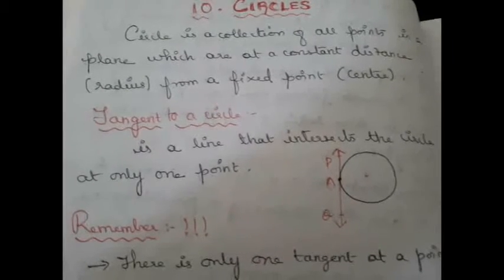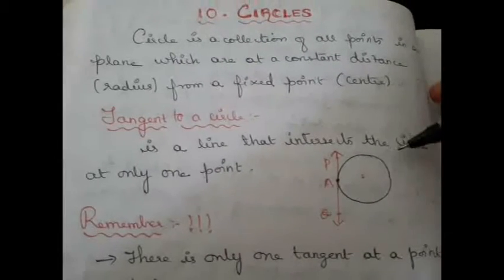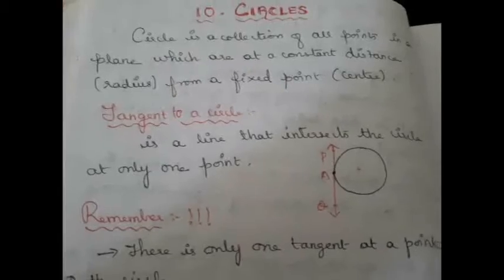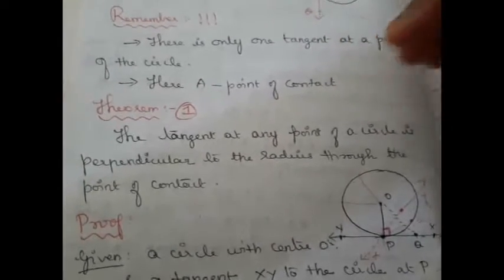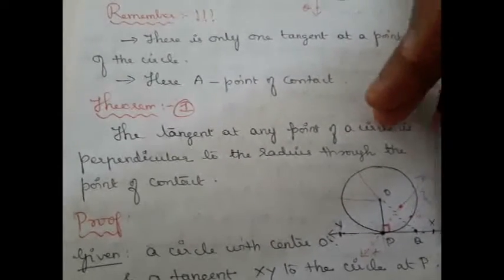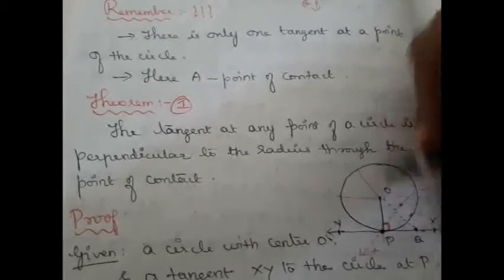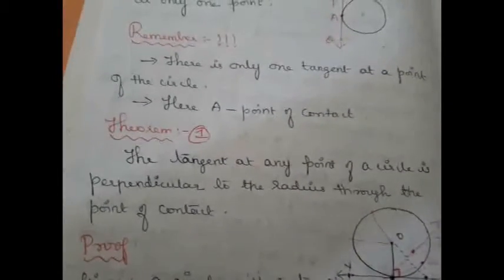We have learned what is meant by a tangent to a circle. A tangent is a line that intersects the circle at only one point, or else we say it touches at one point. And we have seen that the tangent at any point of a circle is perpendicular to the radius through the point of contact. This is one important theorem we have learnt. The tangent at any point of a circle is perpendicular to the radius through the point of contact. Through the point of contact, the radius which is drawn is perpendicular to the tangent, right?